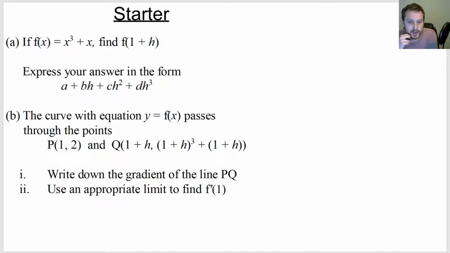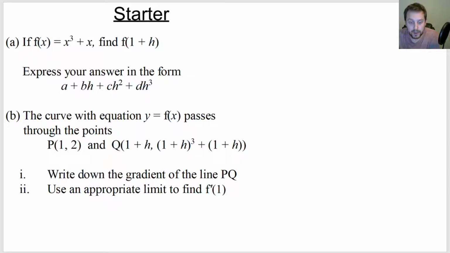So that's your first job, and it tells you also how it wants you to write your answer. So there'll be something plus something h plus something h squared plus something h cubed, and you have to work out what the a, the b, the c, and the d numbers are. Okay, so that's part A, and then part B says, okay, well, we've got a curve that has that f of x as the y equals, well, it's y equals x cubed plus x, so it's going to have some cubic shape, right?